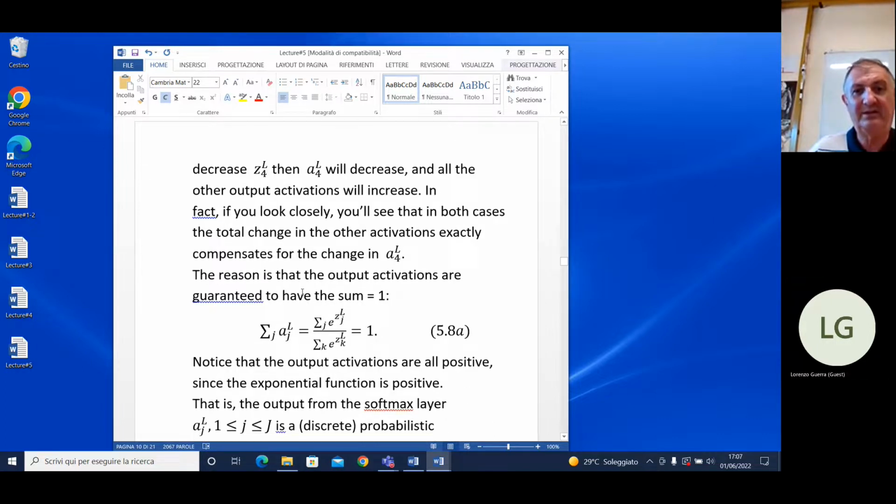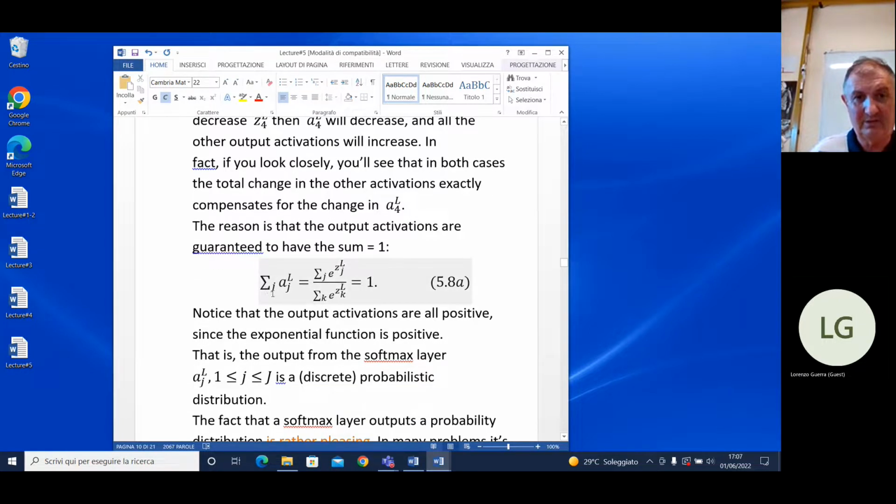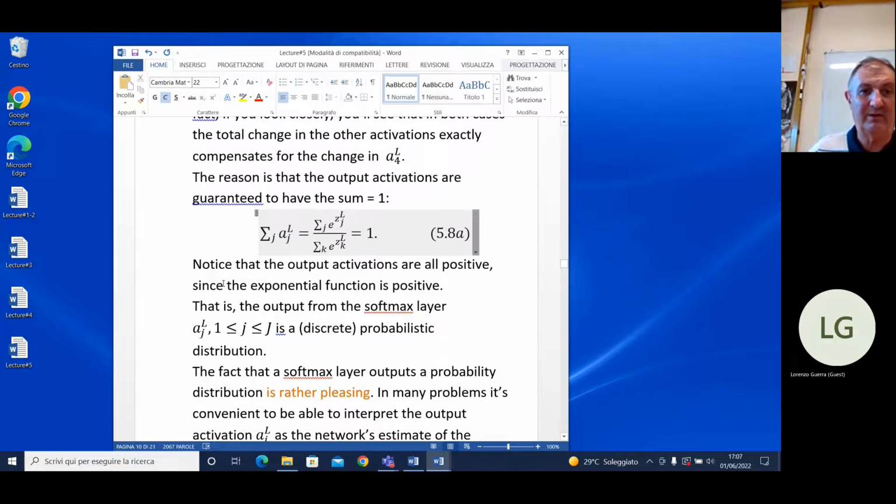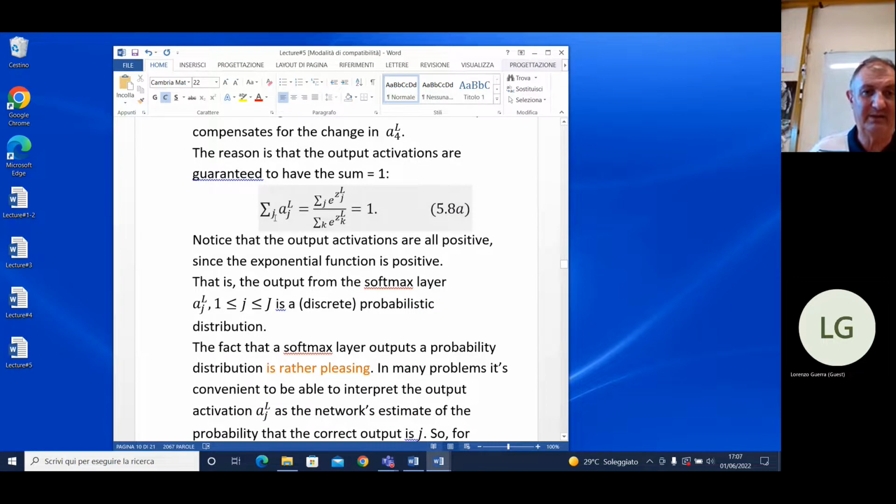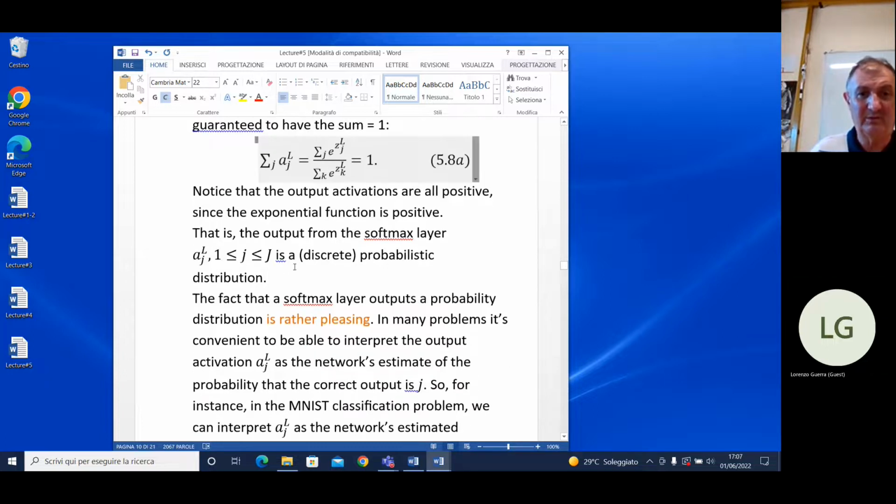The reason is that the output activations are guaranteed to sum to 1: the summation of a_j is equal to 1. Notice also that all output activations are positive, since the exponential function is positive. And since the summation over all nodes in the output layer is equal to 1, it is a discrete probability distribution.